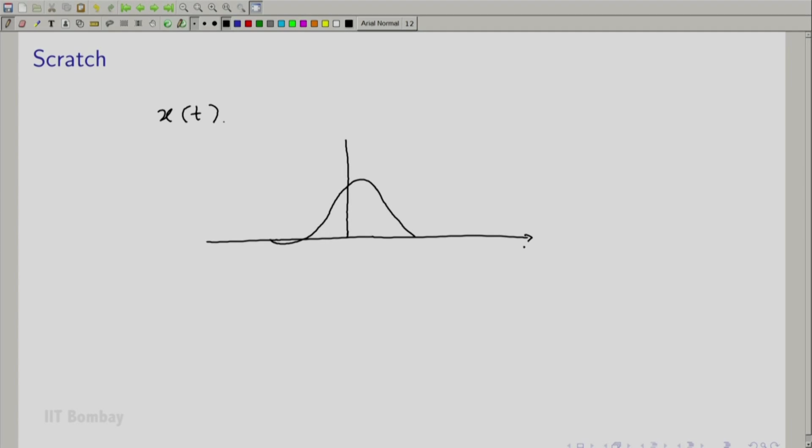So this is the t axis, this is x of t. Now we have changed from t to t plus b, where b is positive. Consider a specific value of t, say t equal to 0. When t is equal to 0, t plus b actually lies somewhere here.